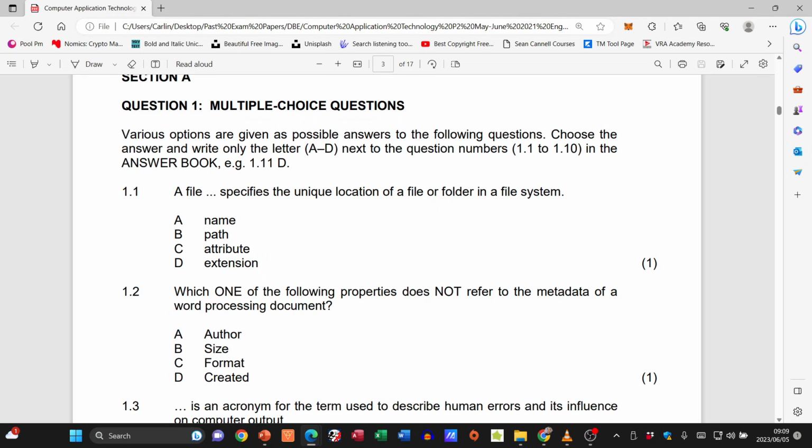So 1.1 says a file, and then you've got to choose one of these, specifies the unique location of a file or folder in a file system. And that is a file path. Remember our file path, like C:\/ and then the particular folder name and the file name. That is our file path.